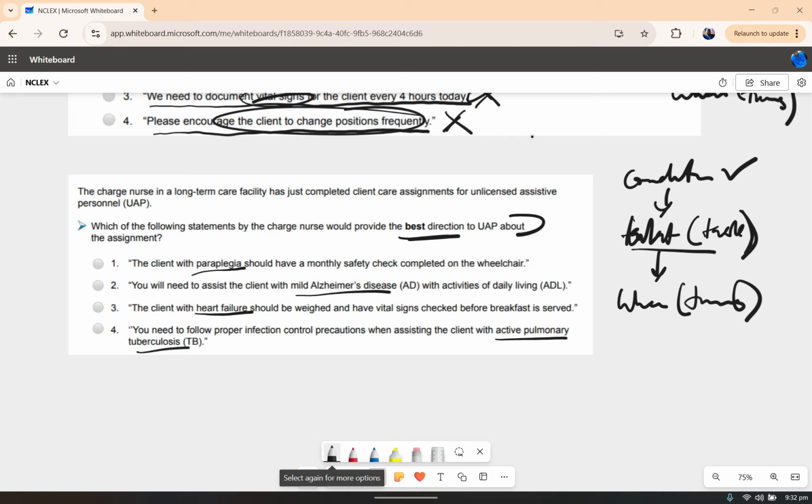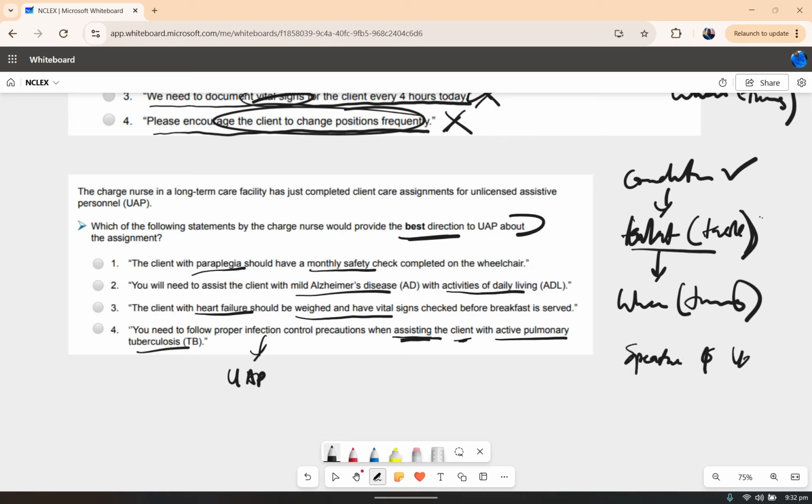Right. So monthly safety check, that's the task. Activity of daily living, that is the task. Weight and vital signs, that is the task. And right here, assist the client. When assisting the client, that is the task. These don't even have a task. You need to follow proper infection control. This is for the UAP. The task should be for the client, not the UAP. Now they say we are assisting, so I don't know what we are assisting with, but we are coming there, right? So remember, we want the task to be what?